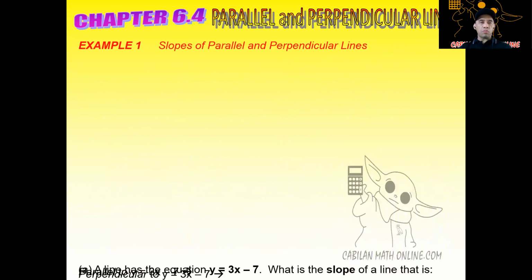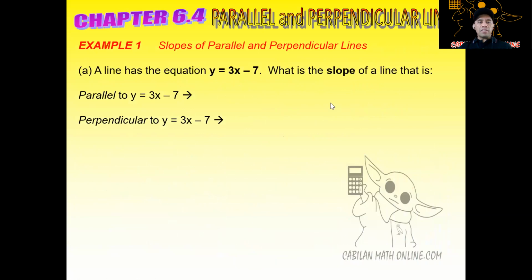So let's start off with the first one. It says here, a line has an equation of y equals 3x minus 7. So we have a line that's given to us already. And what we want to do here is to simply come up with the slopes of another line that is parallel to this one, and perpendicular to this one. All right, so let's do this step by step.